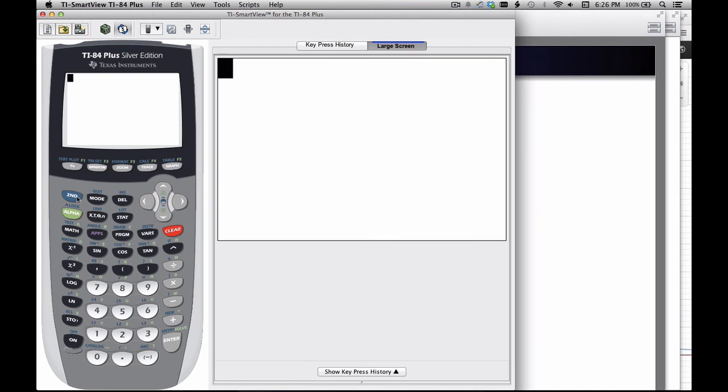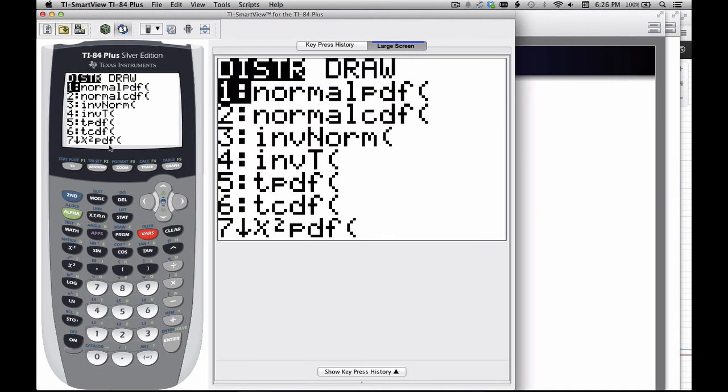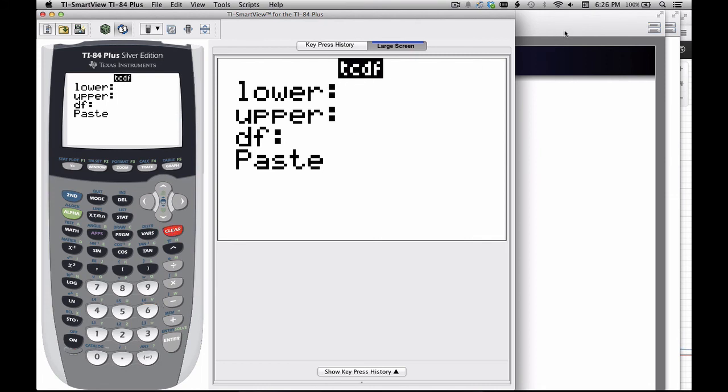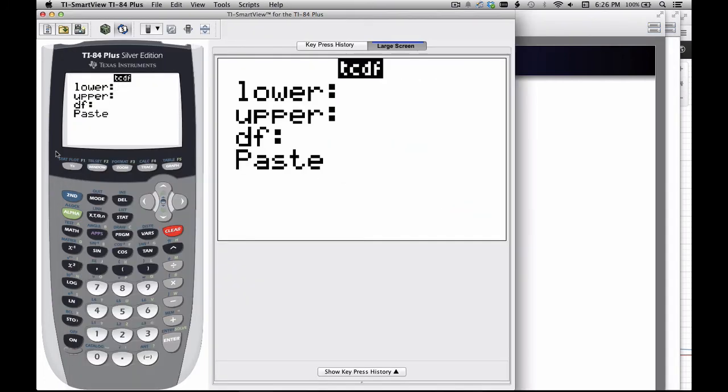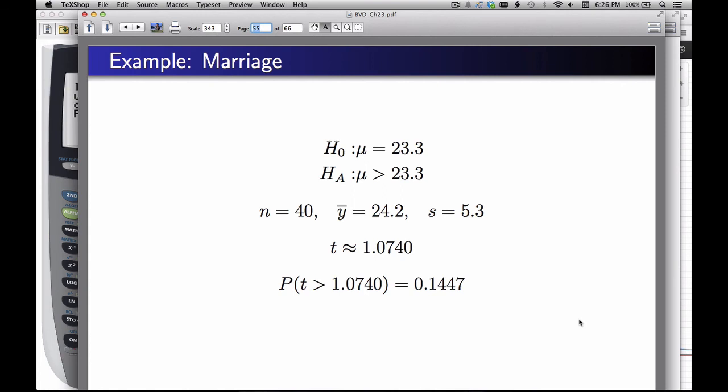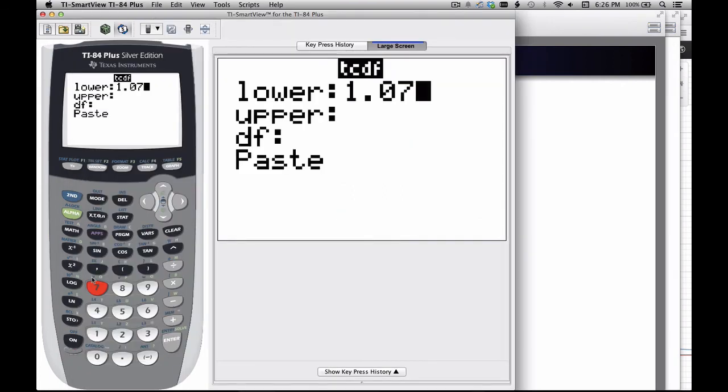So I want to look at this distribution. I'm looking at t-CDF, and I'm looking for t greater than this, so that is going to be my lower bound, 1.07. My upper bound is infinity, so 100 should be plenty good. You could probably get away with 10 right here, but this is extra safe. How many degrees of freedom? It was 39 for this problem, okay?